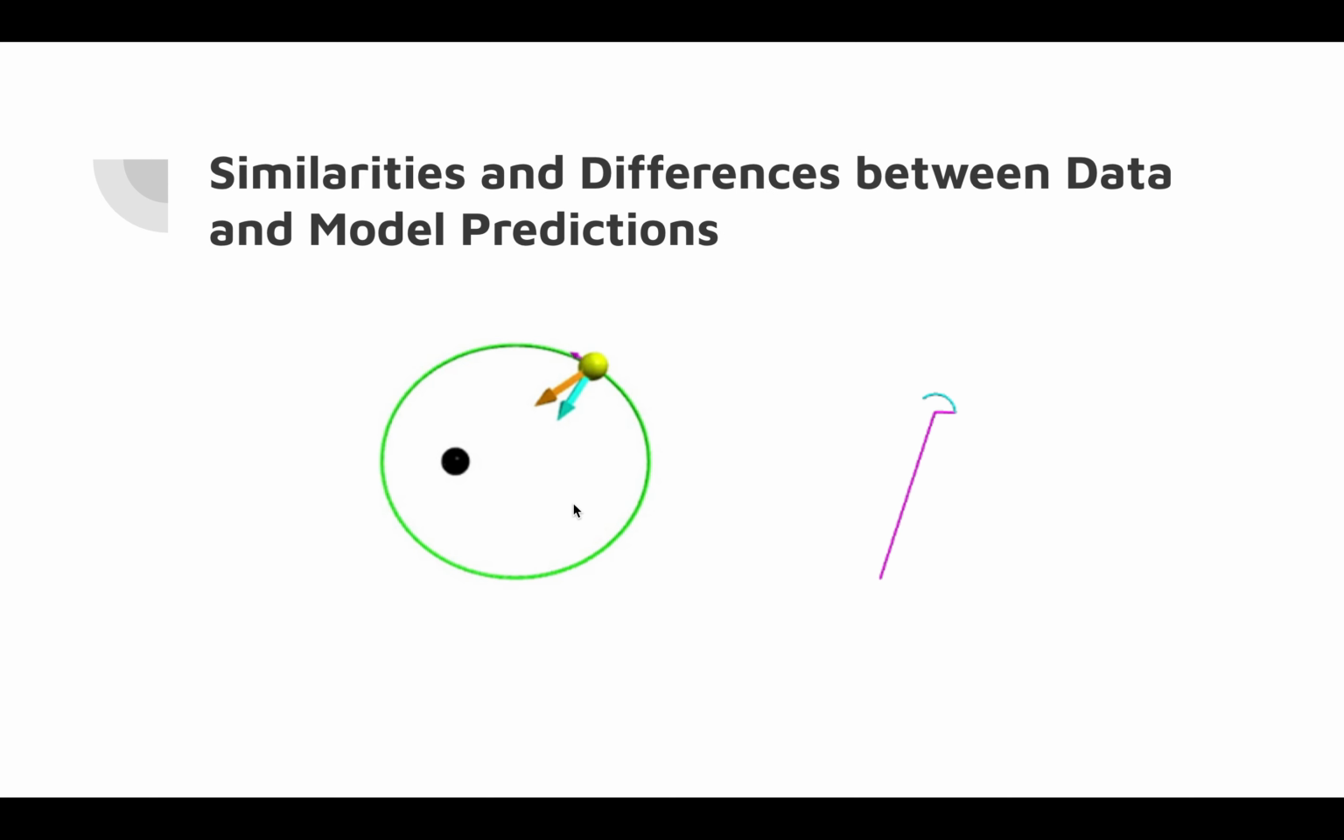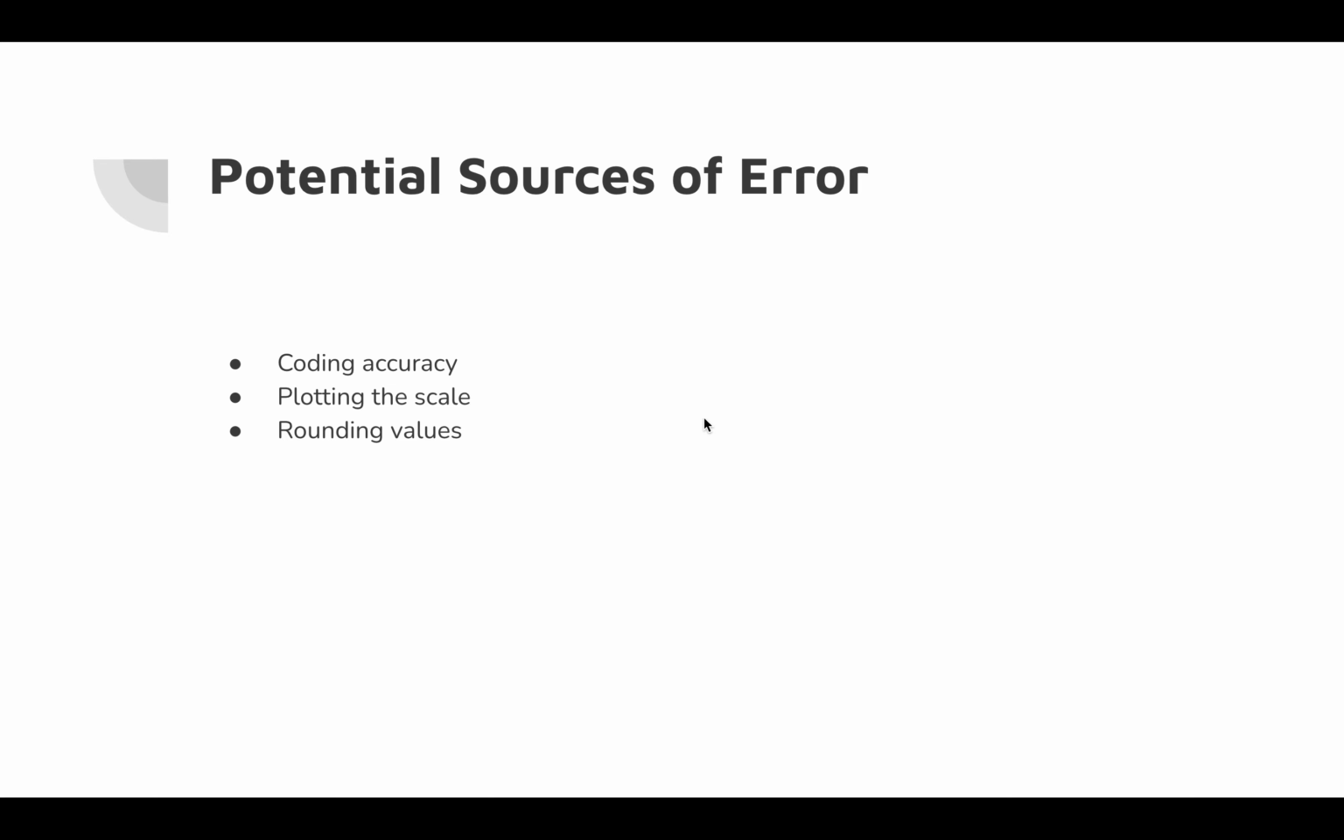So the similarities of the models. The similarities are that both black holes are the same, they're both in the same solar system, and both planets are the same, and the only difference is that in this model there is a ship leaving the planet and getting as close as it can to the black hole. The potential sources of error are coding accuracy, plotting the scales, and rounding values.